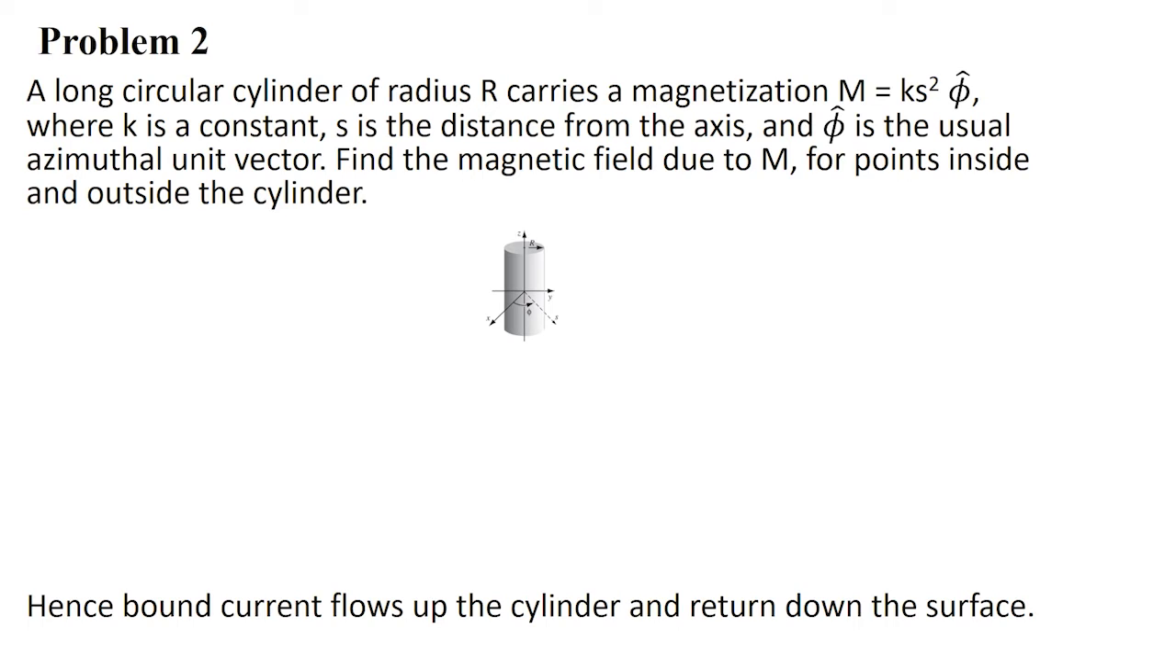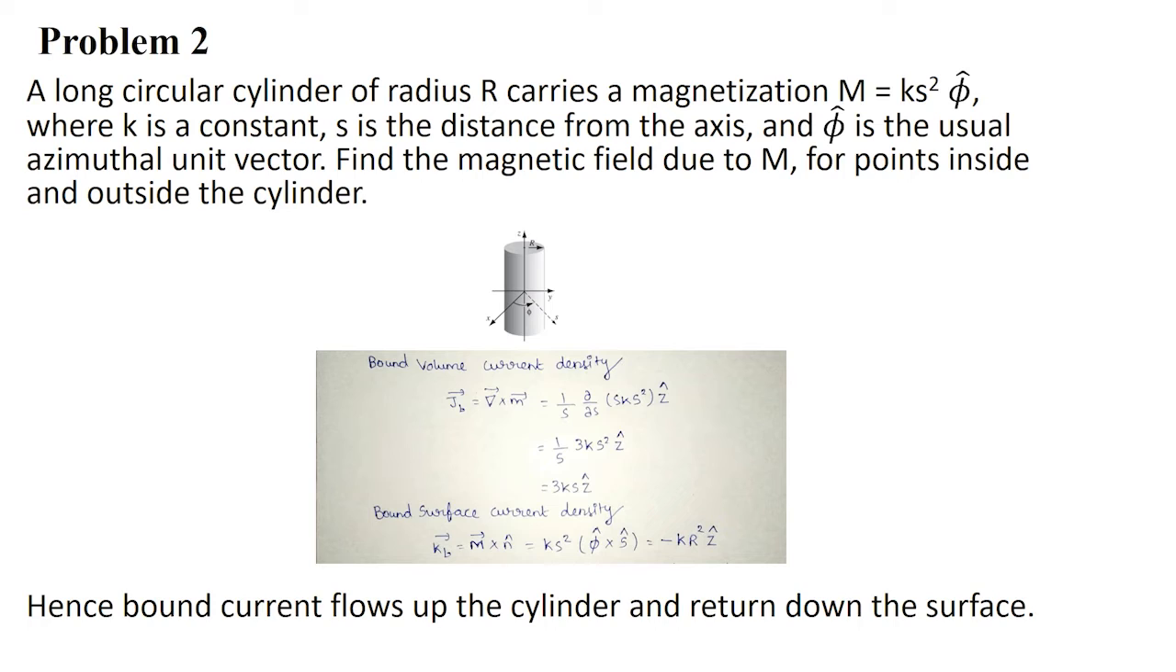Now start with the bound volume current density J_b, which is the curl of M, equal to 1 by s dou by dou s of s times k s squared, z cap. Now we have to find the answer of this equation. By differentiating, we get 1 by s times 3 k s squared z cap, and the s will cancel, and we get 3 k s z cap.